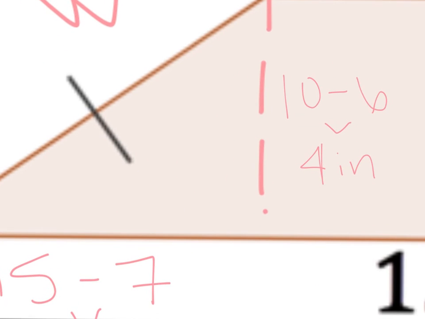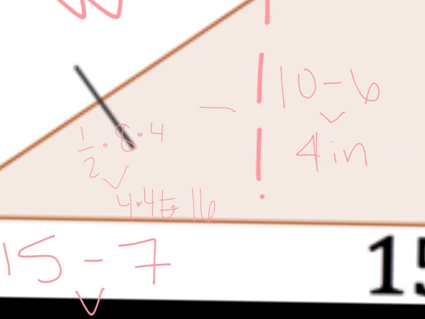I do 1/2 times the base, which is 15 minus 7, is 8. And that's also multiplied by the height. Well, 1/2 times 8 is 4. And 4 times 4, oops, I jumped ahead of myself, is equal to 16. And let's see, what units are we in? We are in inches. So this is 16 square inches.